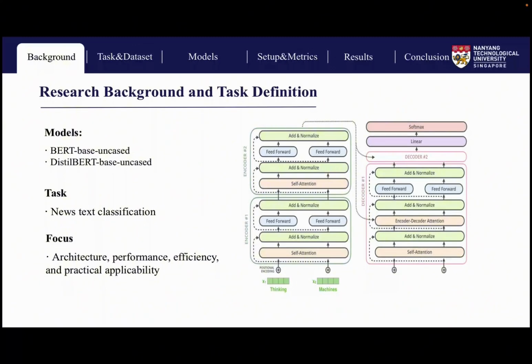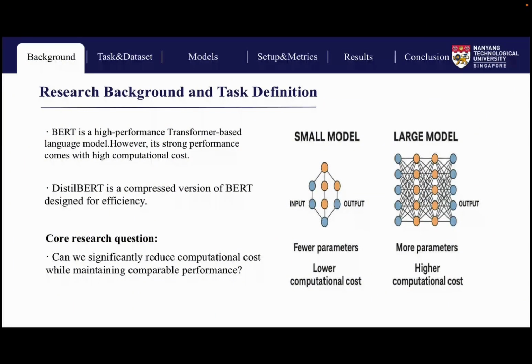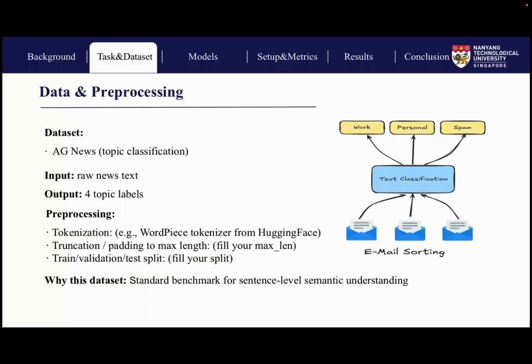Now, let's dive into the research background. Please take a look at this comparison. This visualizes the core motivation behind our study. In the current NLP landscape, large models like BERT dominate because they have massive parameters. This allows them to capture complex patterns, but it comes at a cost, higher computational cost. On the other hand, we have small models which have fewer parameters and lower cost.